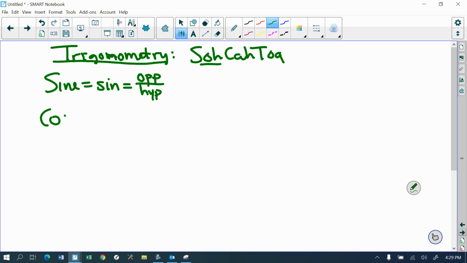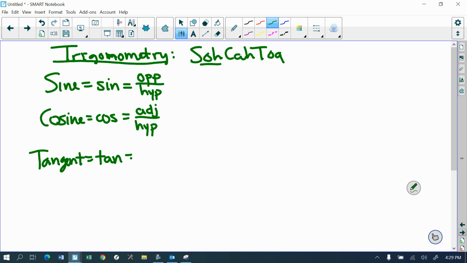C stands for cosine. On your calculator, cos, C-O-S, first three letters. A stands for adjacent, which means next to, as you learned in the first semester, hypotenuse across from the right angle. And T stands for tangent, and that is TAN on your calculator. And that is O for opposite over adjacent side, next to.